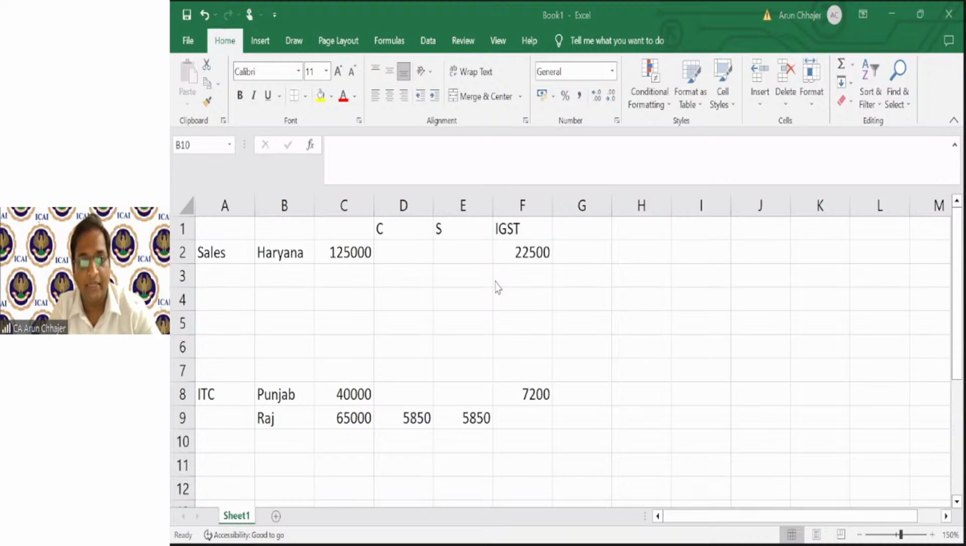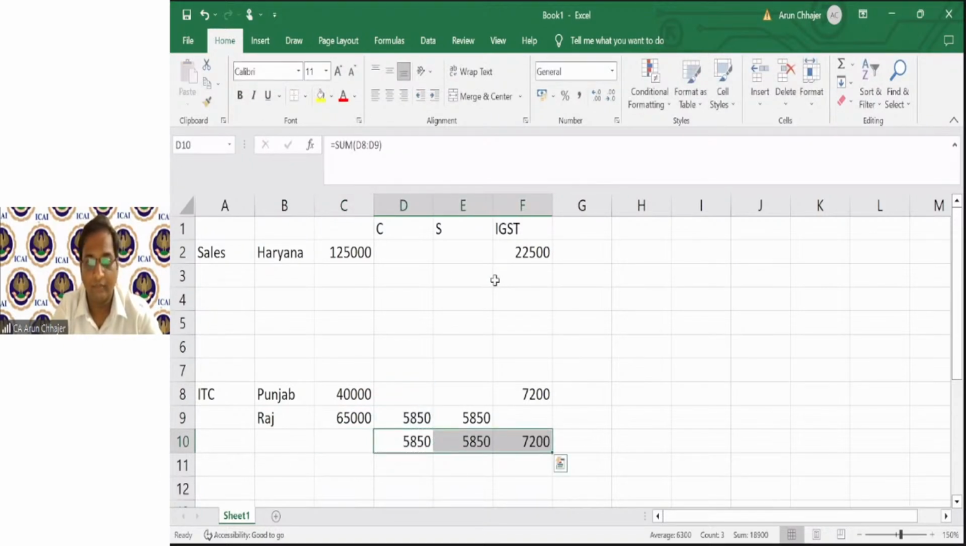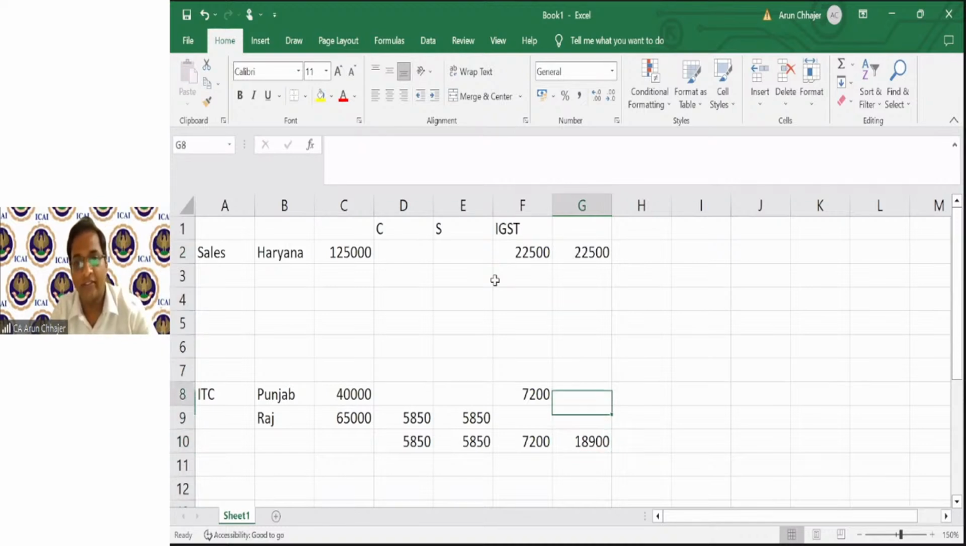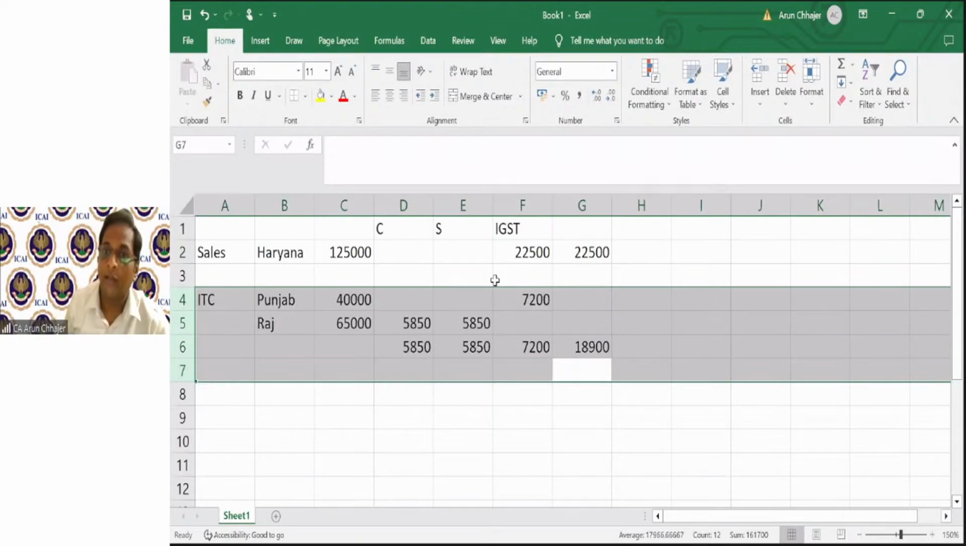The GST liability which is to be paid in cash. How much is the ITC? How much is the tax liability? Now tell me, you have the ITC, you have the IGST in front of you. Please tell me how much amount will be paid in cash.